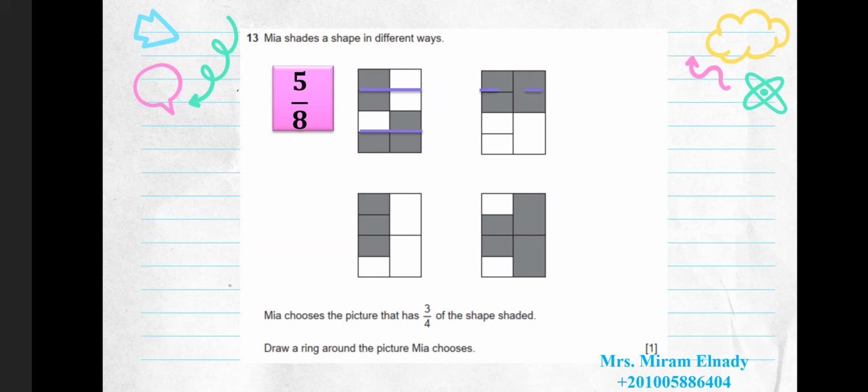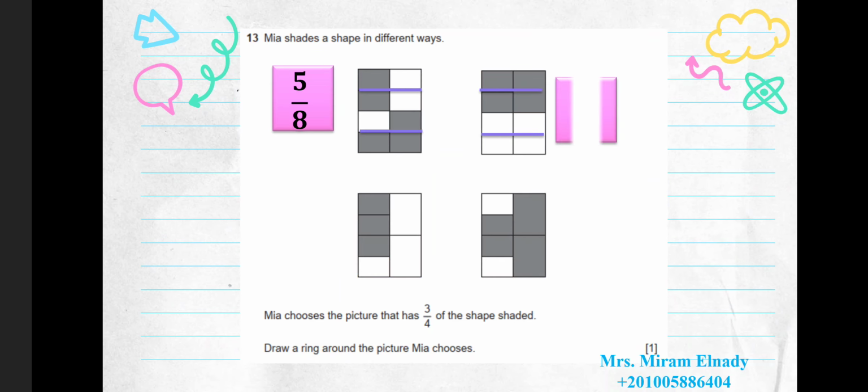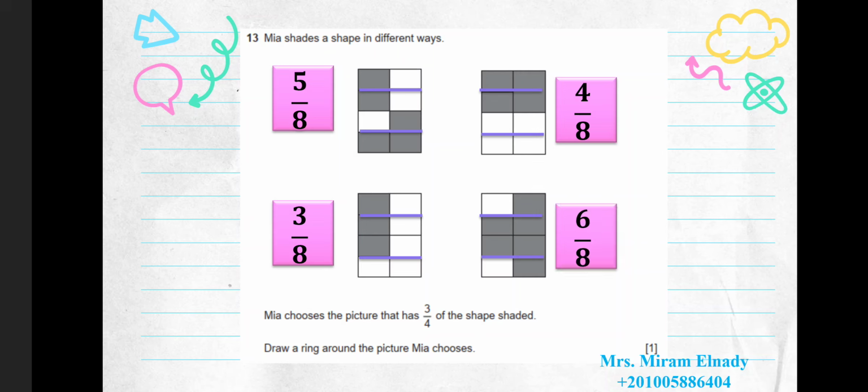By the same way, complete the lines, so it's more clear for you. It's 4 over 8, which is half. The second one, 1, 2, 3, 3 over 8. Also complete the lines. And then this will be 1, 2, 3, 4, 5, 6 over 8.